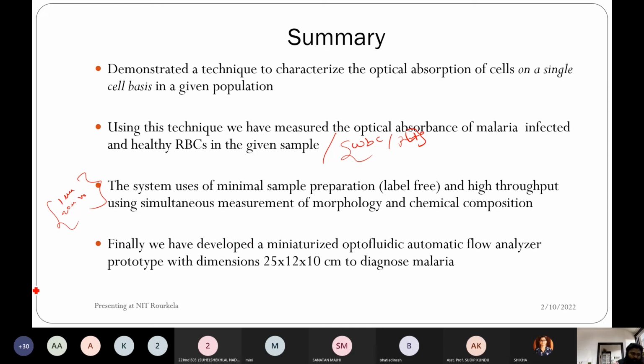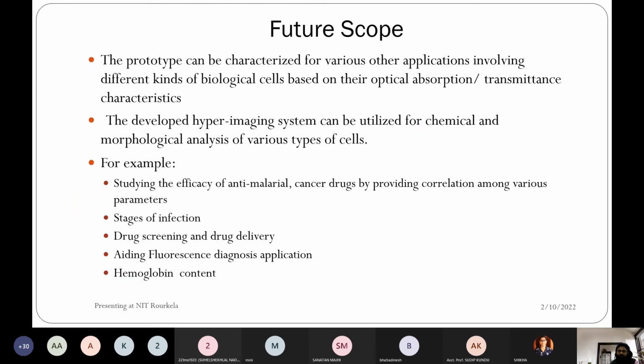Finally, we have made a prototype which can go for clinical evaluation. But of course, as my professor previously said, there are different TRL stages. As of now, we have prepared that, and the work stopped there. Then I came here, and now I am going to pursue various applications using the same hyperimaging system and a point of care device for malaria detection.